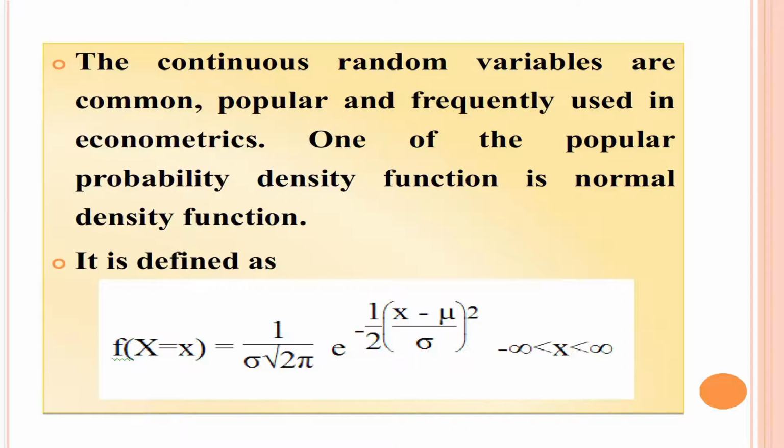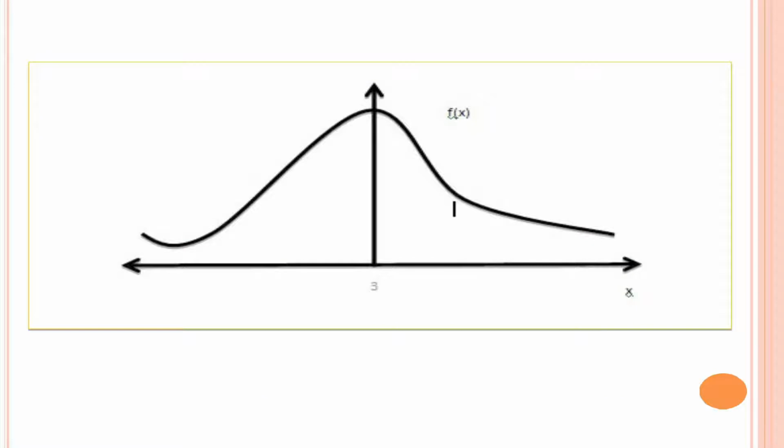It is defined as f of capital X equal to small x is equal to 1 by sigma square root of 2 pi into exponential of minus half into (x minus mu by sigma) whole square, where sigma is the standard deviation and mu is the mean of the distribution. Here x may take values from minus infinity to plus infinity.